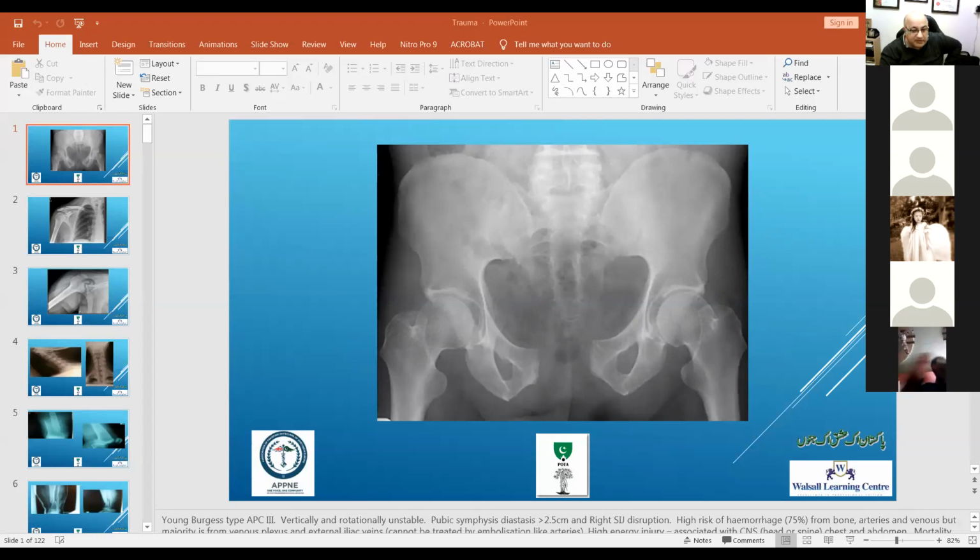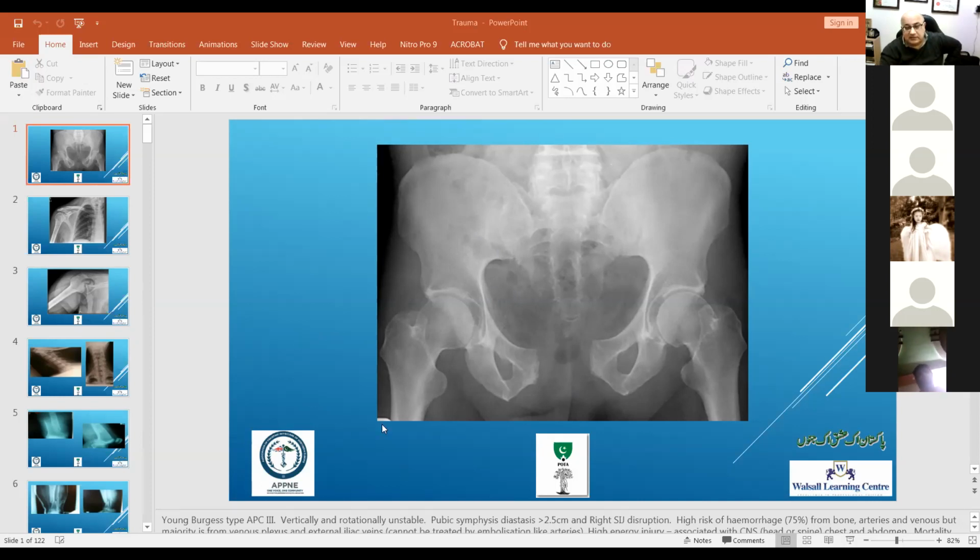If you have a skeletally mature patient showing both hip bones with the proximal femur and sacrum, showing an open book fracture with probably right SI joint disruption. Yes, okay. So how are you going to manage this?